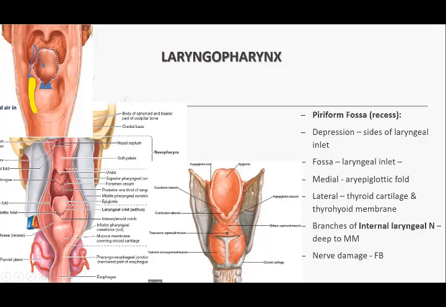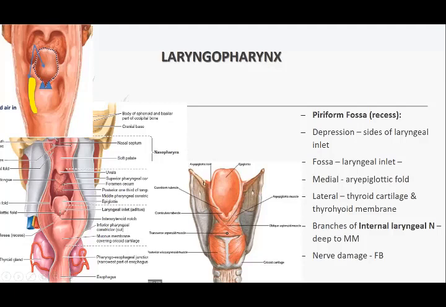Okay? So if you look at it carefully, lateral to this is the piriform fossa, and medial to the piriform fossa you have this fold which is called the epiglottic fold. It is this fold that separates the laryngeal inlet from the fossa. Okay. This epiglottic fold will extend forward here.